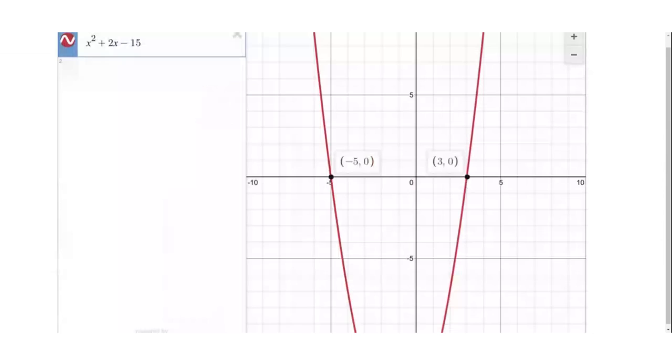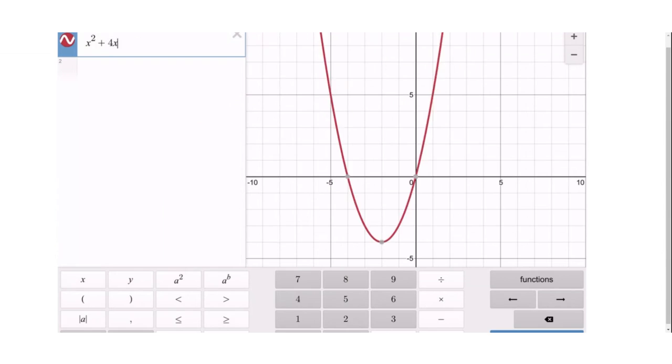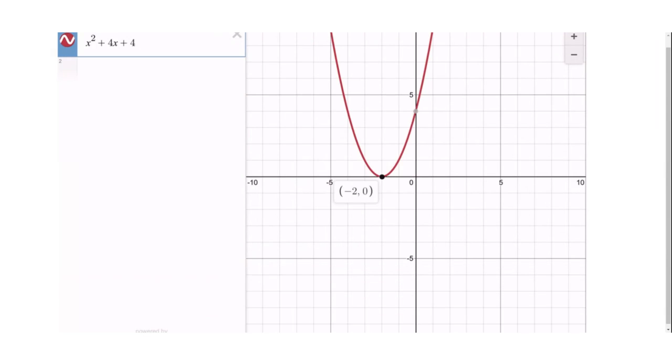Okay, so x squared, and I'm just going to edit x squared plus 4x plus 4. Right, is that what I said? So plus 4x plus 4. Notice it only comes down and touches it once. So I tap on that and it's at -2. And that is it. You're done.